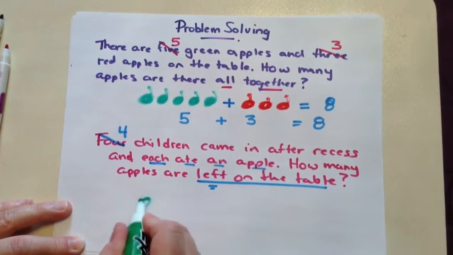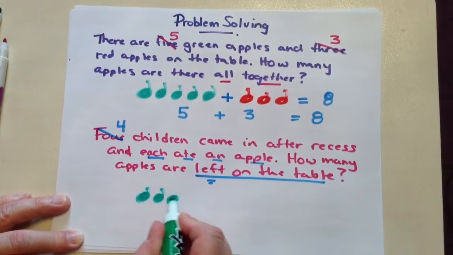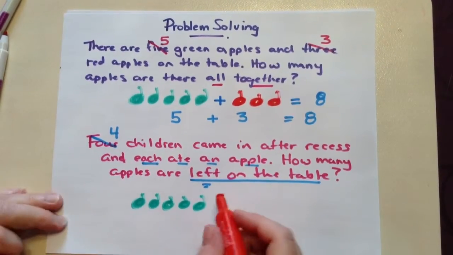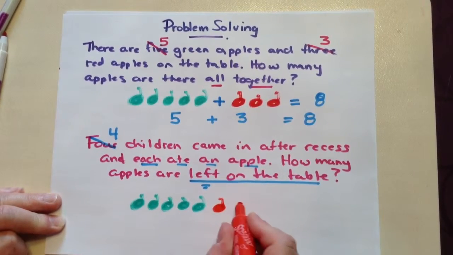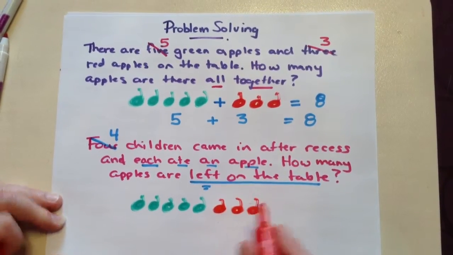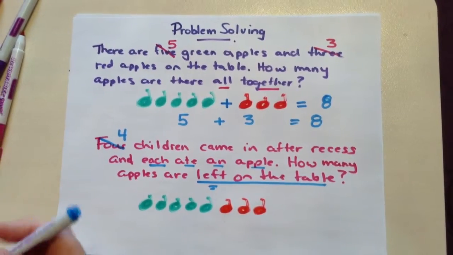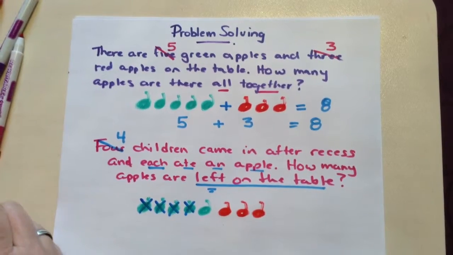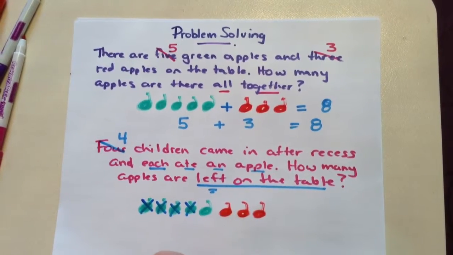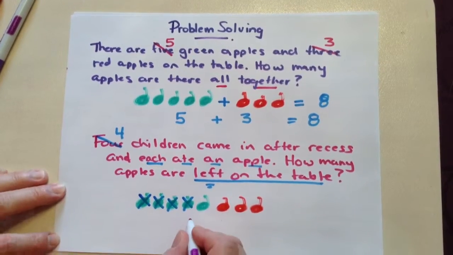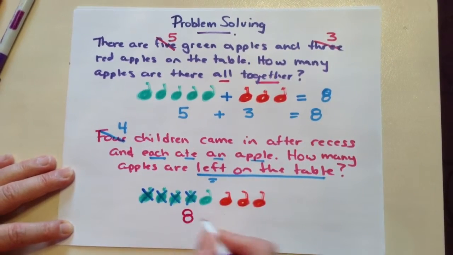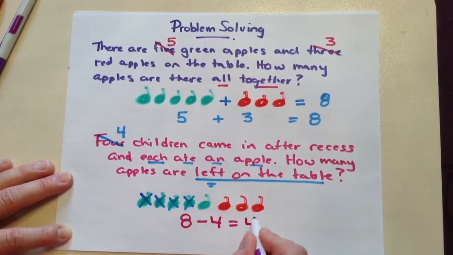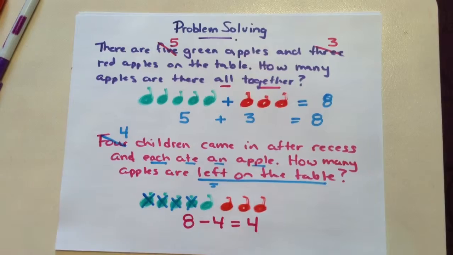I'm going to have my 8 apples. 1, 2, 3, 4, 5, and my 3 red, 6, 7, 8, and then along came 4 children and they chomped up 4 of the apples. So if I was going to write this into an equation, I would do 8 apples take away 4 equals 4. And that is problem solving.